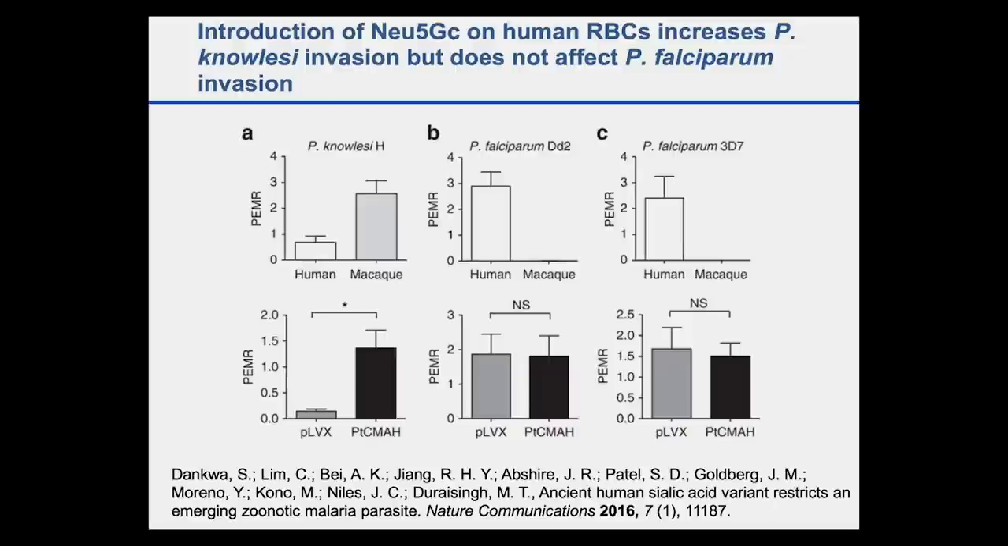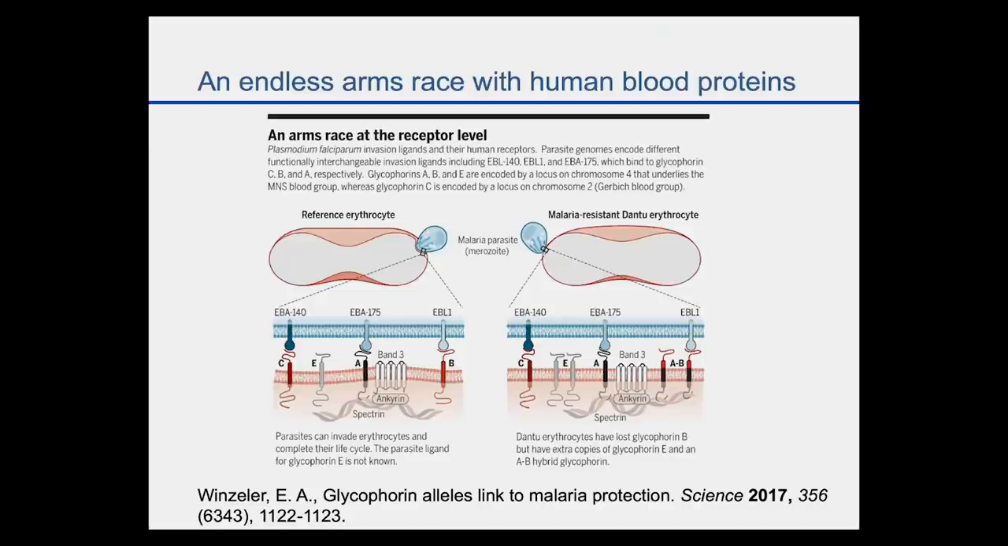This is just one story, however, and there's just an endless list of different hemoglobinopathies that may provide protection against malaria. A couple years ago, there was a study that was published in Science. The authors showed that there's a Dantu blood type that's strongly associated with protection against malaria. And the thing about this is that there's often a lot of switching that goes on. So you have the Dantu blood group present in parts of Africa, and then it's most likely that you have specific parasites in this part of Africa that can invade erythrocytes with this particular blood group.